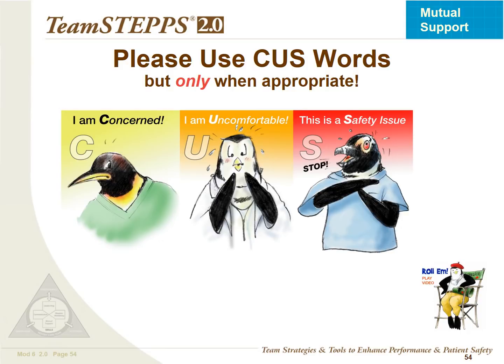Starting your sentence with I am concerned about that decision or I am uncomfortable is a respectful way of verbalizing your difference of opinion. Saying this could be a safety issue is kind of the final straw on something if it is a clinical decision that you feel would lead to an error or a decision that might make a clinical condition go poorly. Using CUS can be a very effective way of communicating with one another.